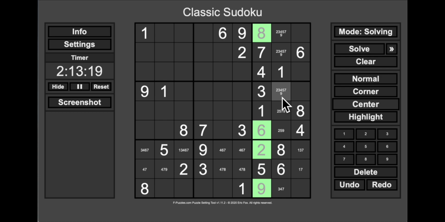And this cell here, 3, 4 are out, and 9's out. 2, 5, and 7 are still possible. Let's see, this one isn't 4, neither is that. Oh, actually, this 4 and this 4 has told me for ages that that's a 4.